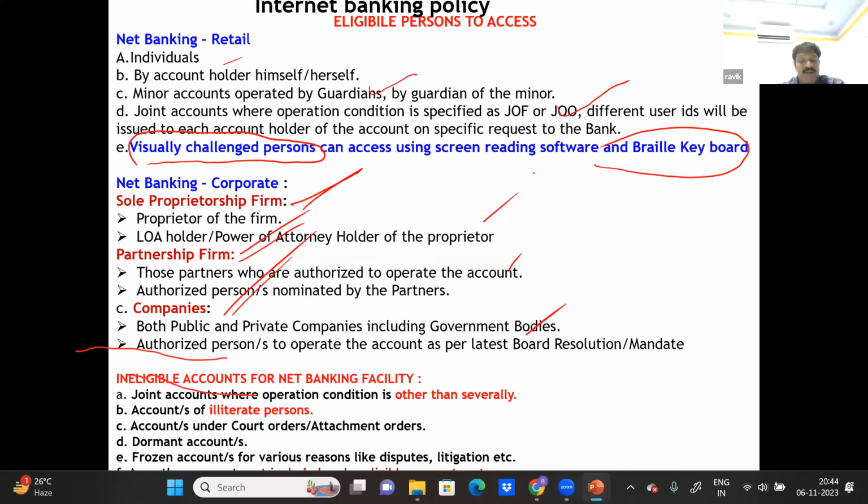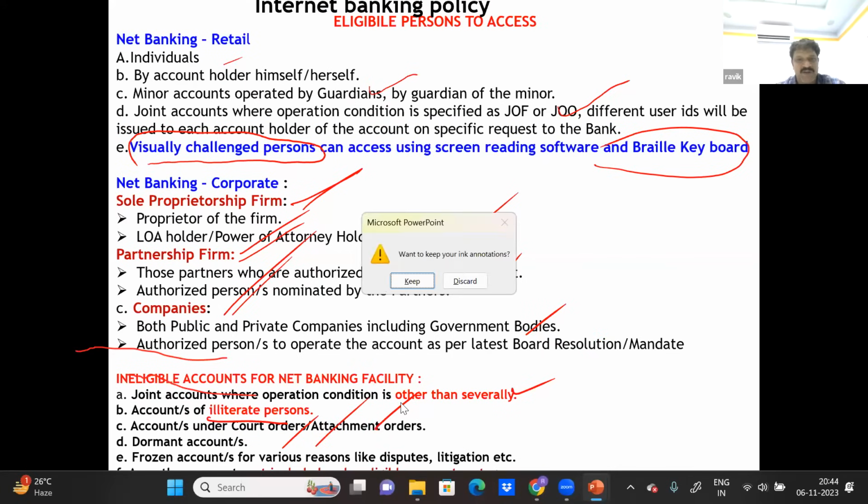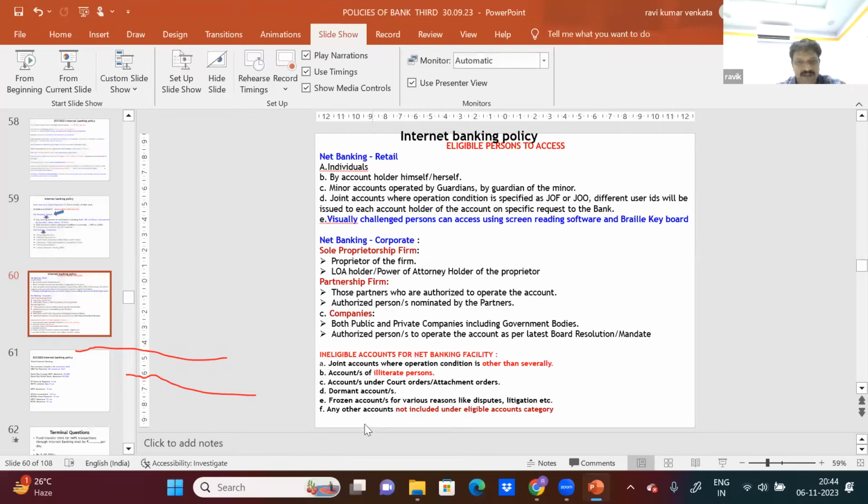These are the guidelines. No need to remember. Ineligible accounts. Again, illiterate is not eligible. When he is illiterate, how can he use internet banking? So not eligible. Okay. Other than severally, jointly, that means not eligible. Court order, dormant, frozen. Always you know this. This I need not tell you. These are general remarks.